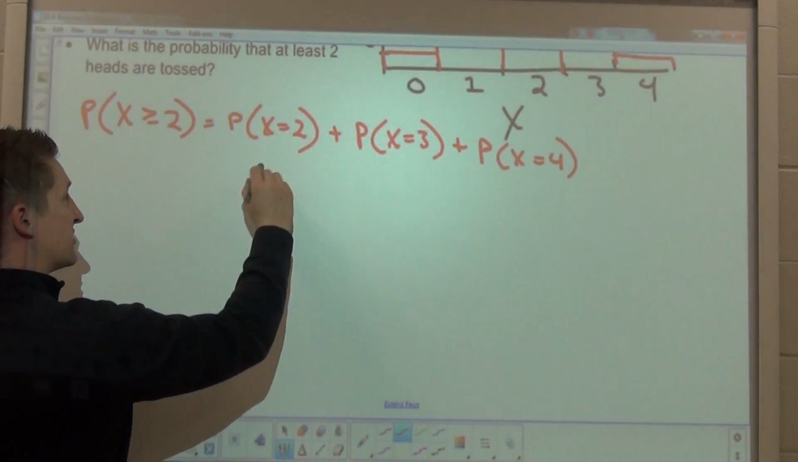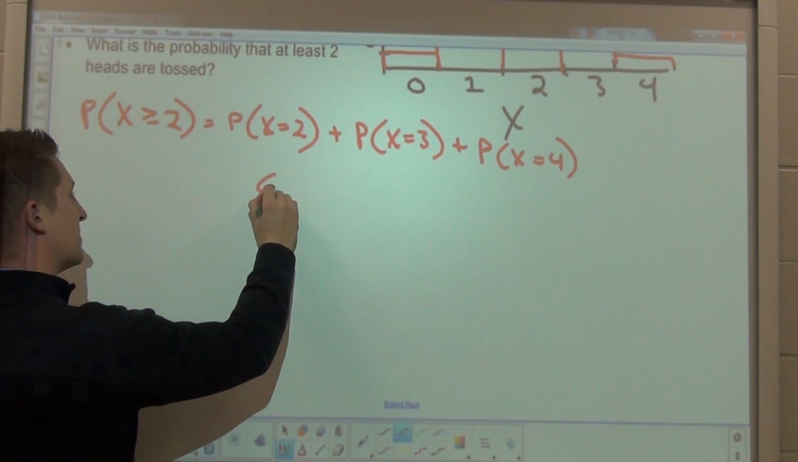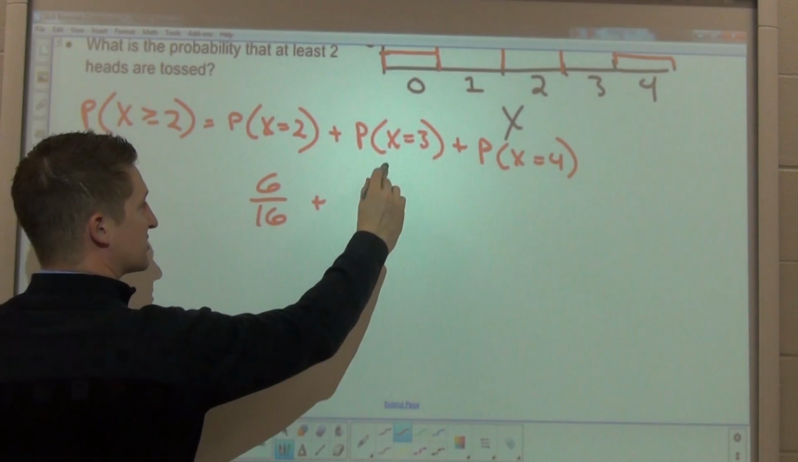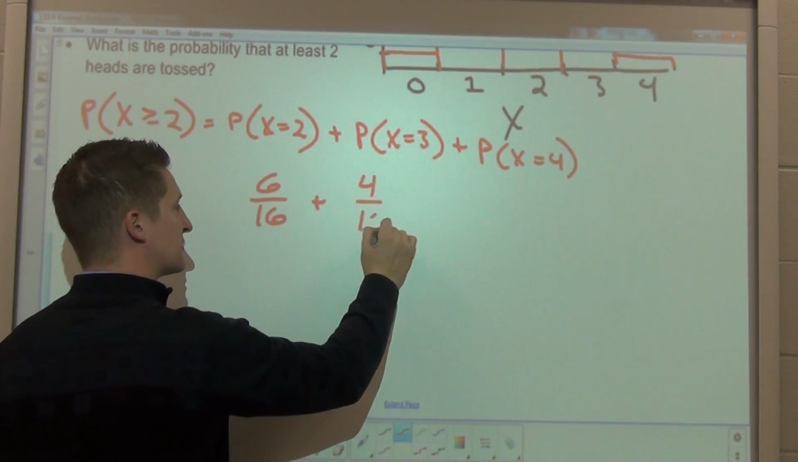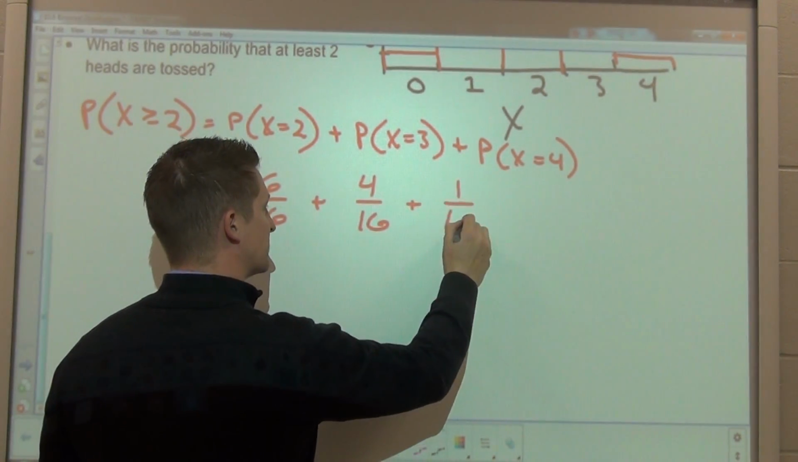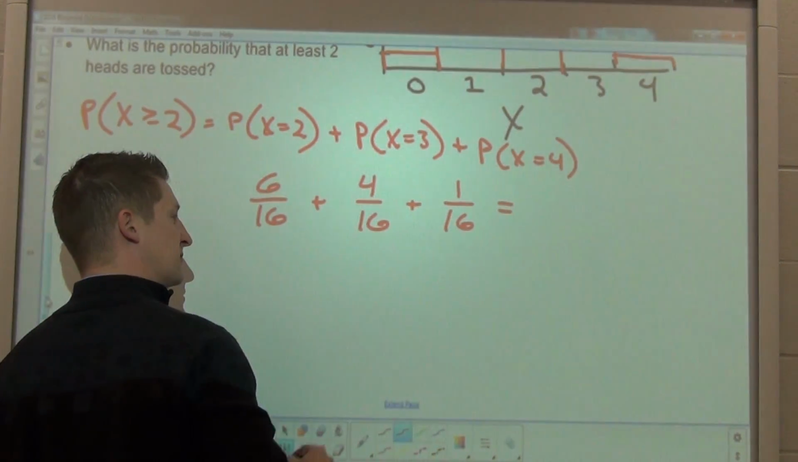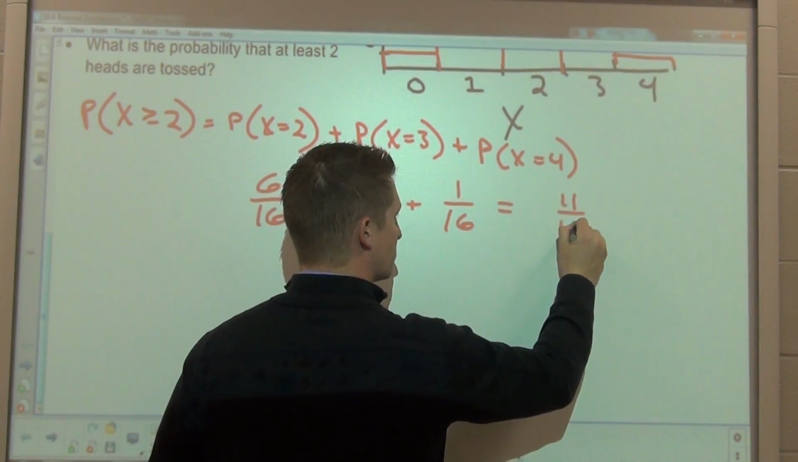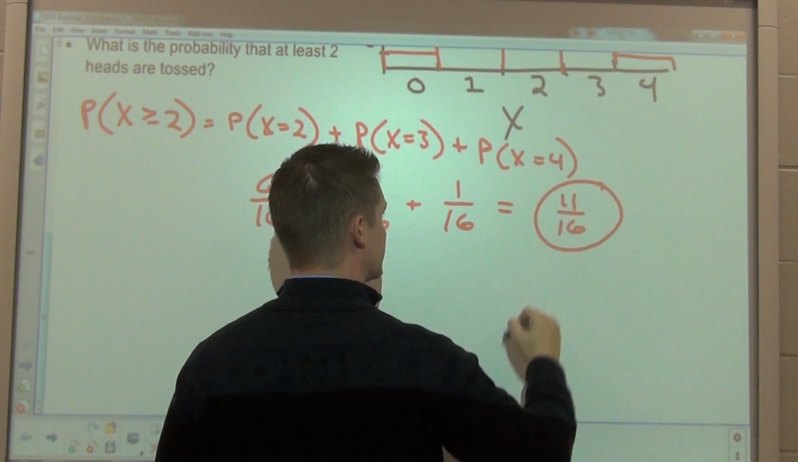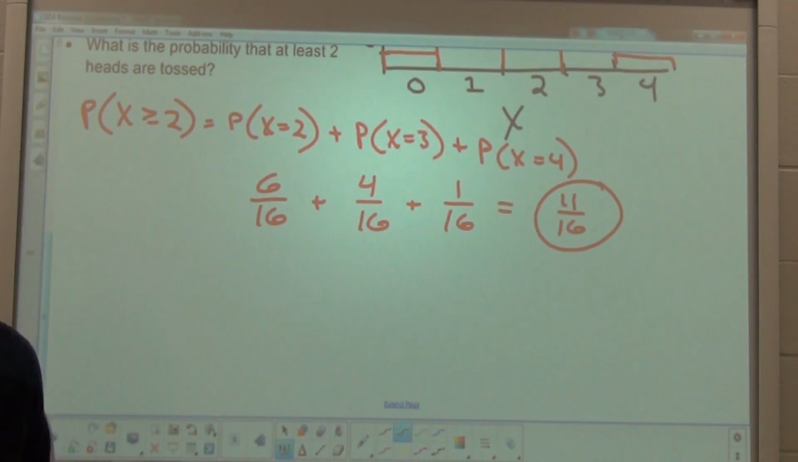So the probability of each of these, I had, let's see, it was 3/8, well it's 6/16, plus 4/16, plus 1/16, no overlap to worry about here. 6 plus 4 plus 1 is 11. So the probability of getting 2 or more heads is going to be 11/16.